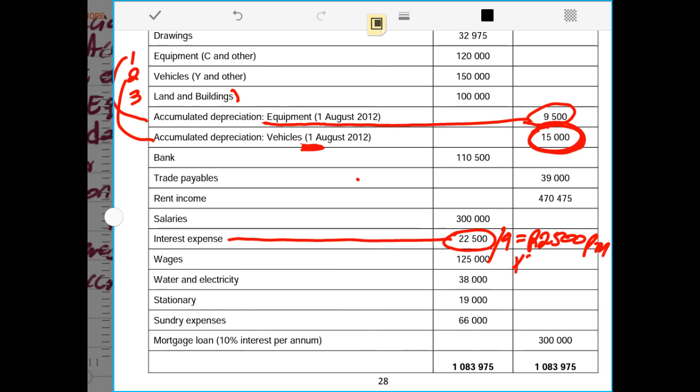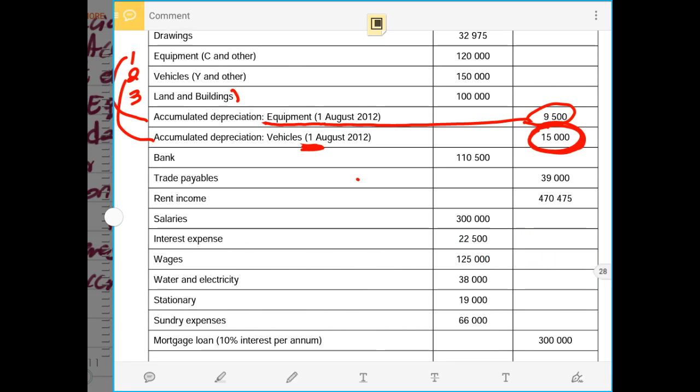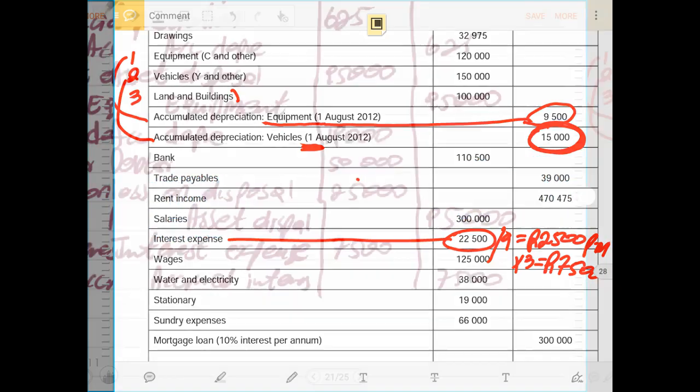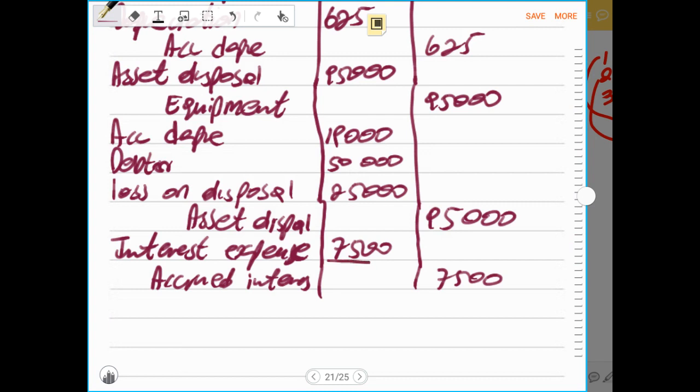Then I said times that by 3, it will give you the interest that is accrued for the next 3 months, because interest was supposed to be paid for a period of 12 months. So now hence we times that by 3. That means the accrued portion of the interest for 3 months will be 7,500, as I have indicated in the general entry. So now we have just completed the adjustments as it was required in the exercise.